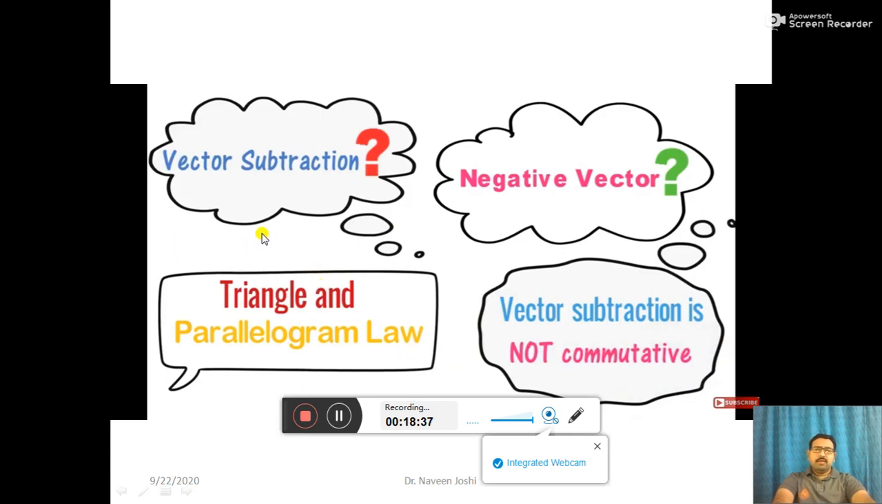Let's go for vector subtraction. Before going to vector subtraction, we need to understand the definition of a negative vector. Then we can also apply the triangle and parallelogram laws for vector subtraction. You need to remember one more important thing: vector subtraction is not commutative. Let's see why.